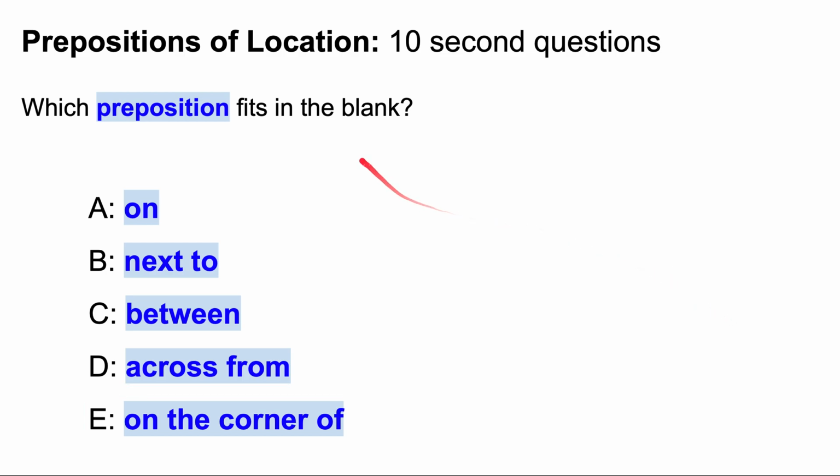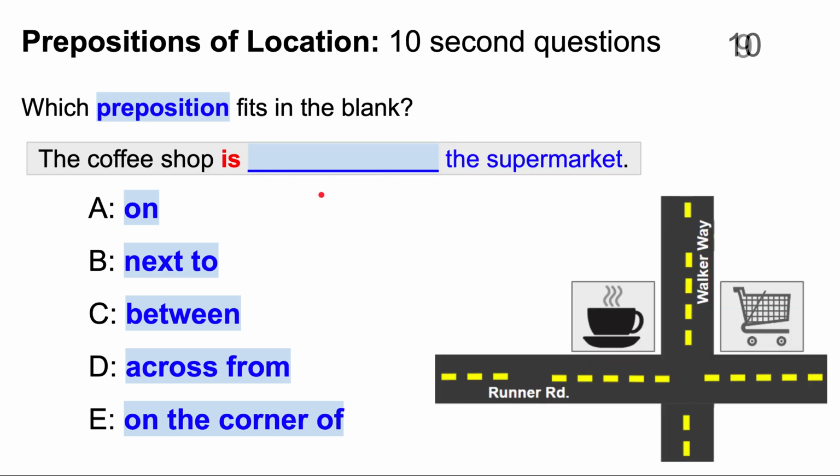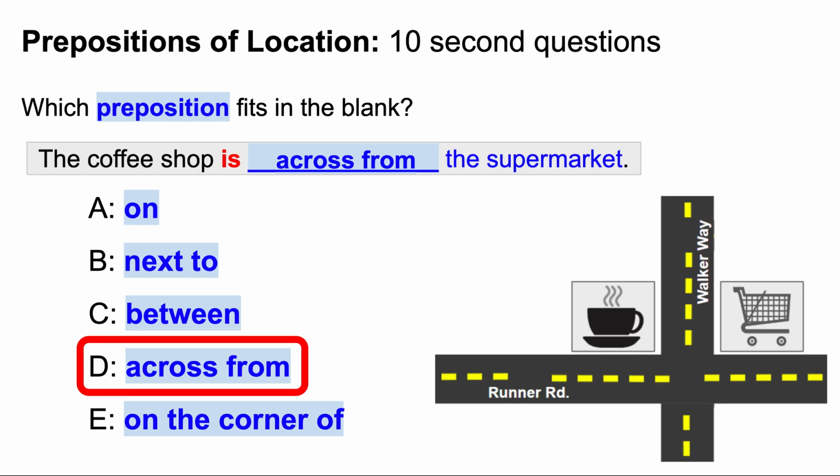Okay, next. Which preposition fits in the blank? The coffee shop is blank the supermarket. Okay, the coffee shop is across from the supermarket. Here, you have to cross the street to get to the coffee shop. So across from the supermarket. You have to cross the street from the supermarket to the coffee shop.